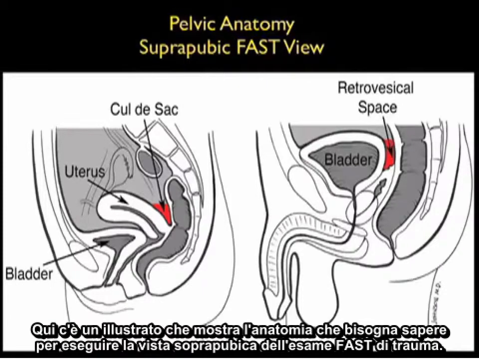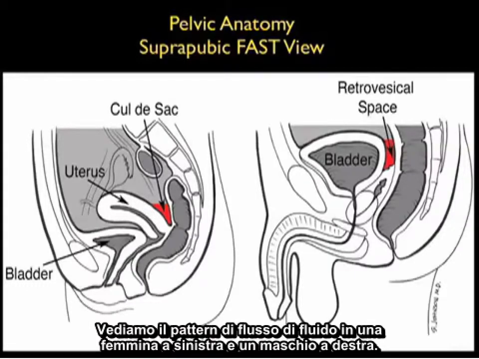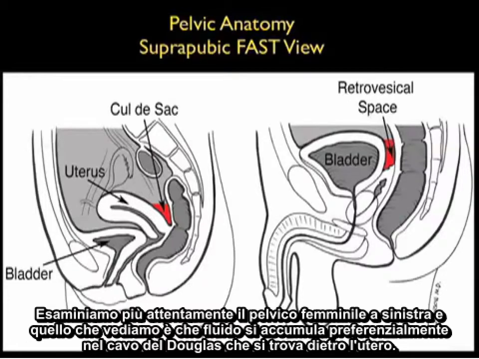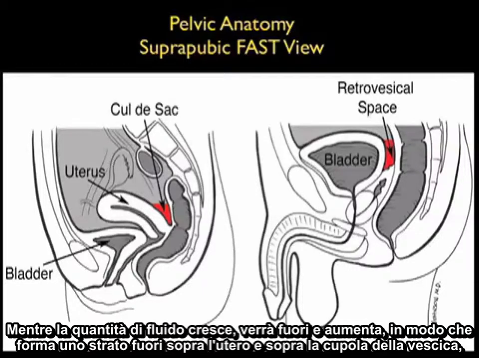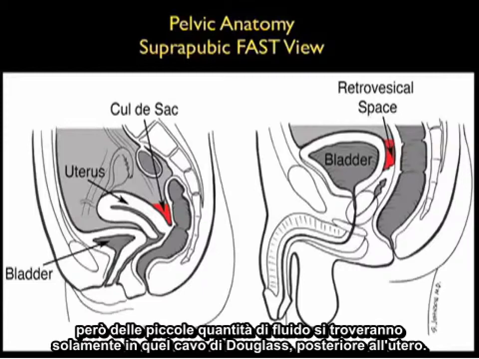Here's an illustration showing the anatomy that we'll need to know to perform the suprapubic view of the Trauma FAST exam. We see the pattern of fluid flow in a female to the left here and a male to the right. Let's look closer at the female pelvis to the left, and what we see is that fluid will preferentially develop in the pelvic cul-de-sac located behind the uterus. Now, small amounts of fluid will only be located in the pelvic cul-de-sac, but as the amount of fluid enlarges, it will come out and increase so that it will layer out on top of the uterus and on top of the dome of the bladder. But small amounts of fluid will only be found in that pelvic cul-de-sac posterior to the uterus.